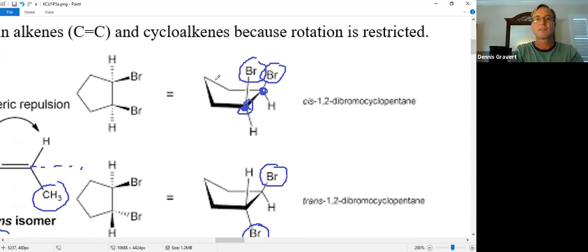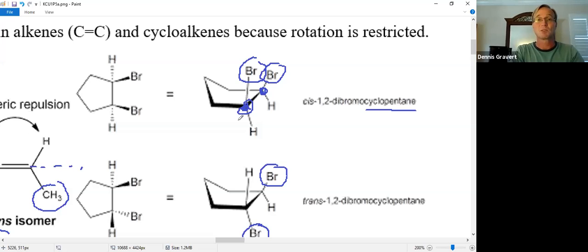Okay, so we have 5 carbons in a ring. If we want to name that, it would be cyclopentane. We have to number those 5 carbons, closest to a branch. Well, the branches are the bromine atoms. So one of these is carbon 1, the other one's number 2. Which one's which? Doesn't matter.